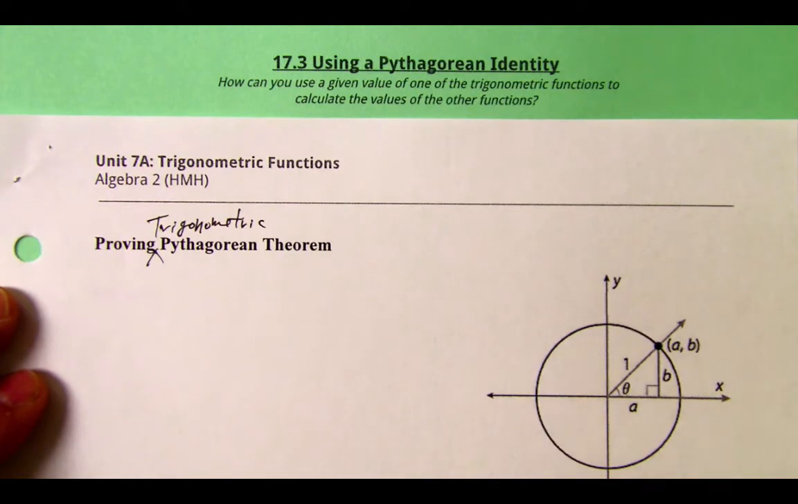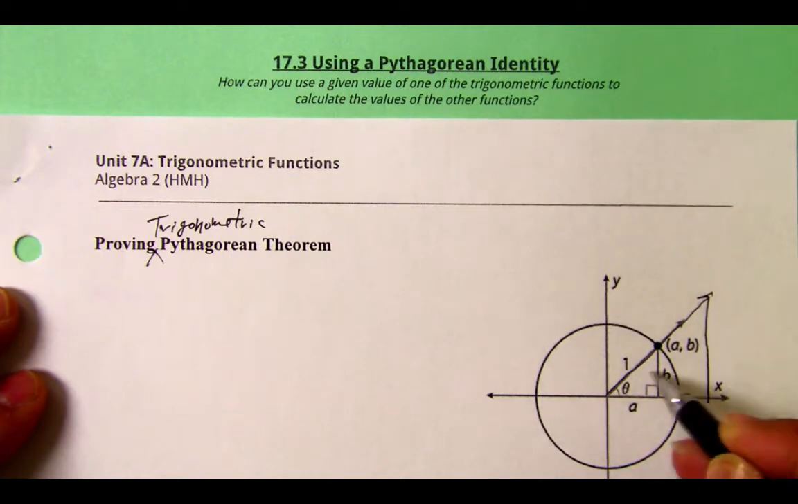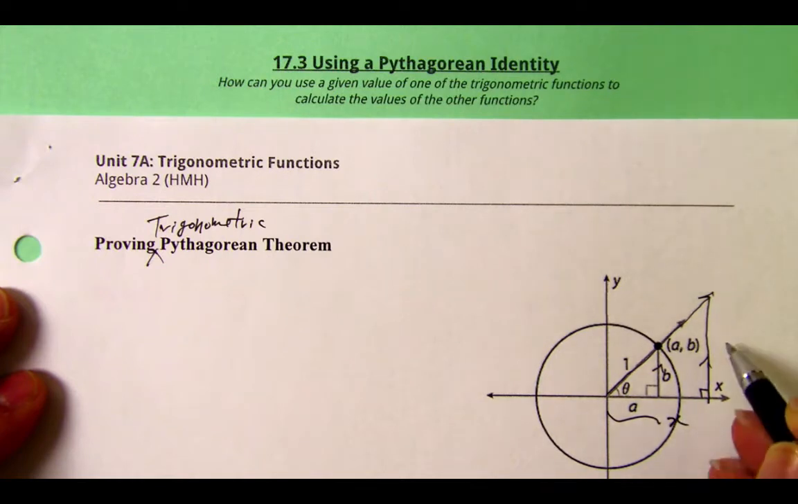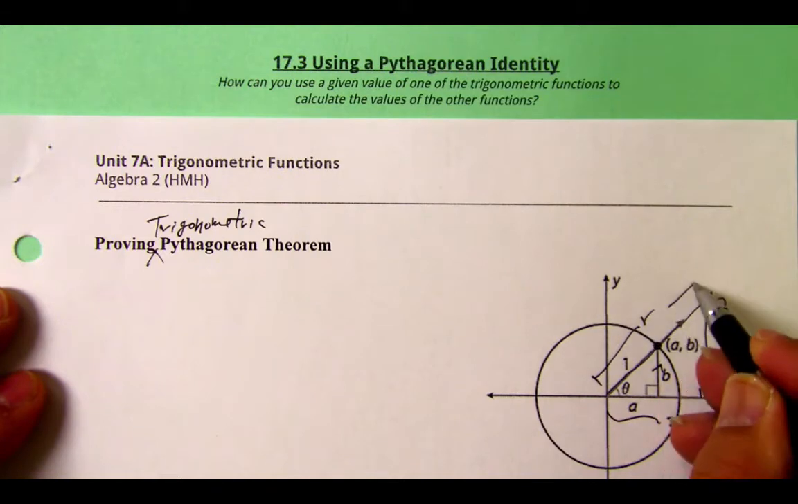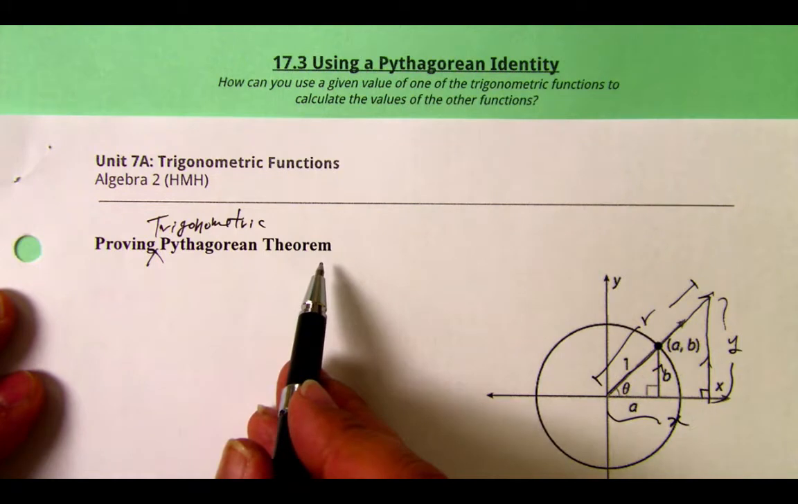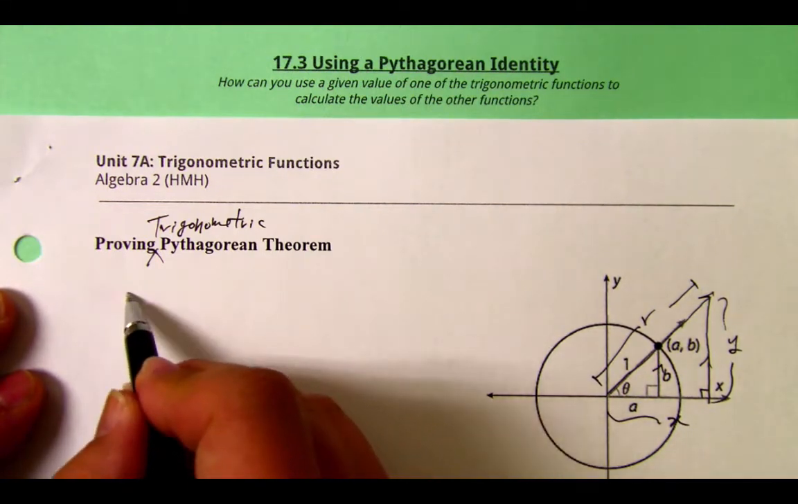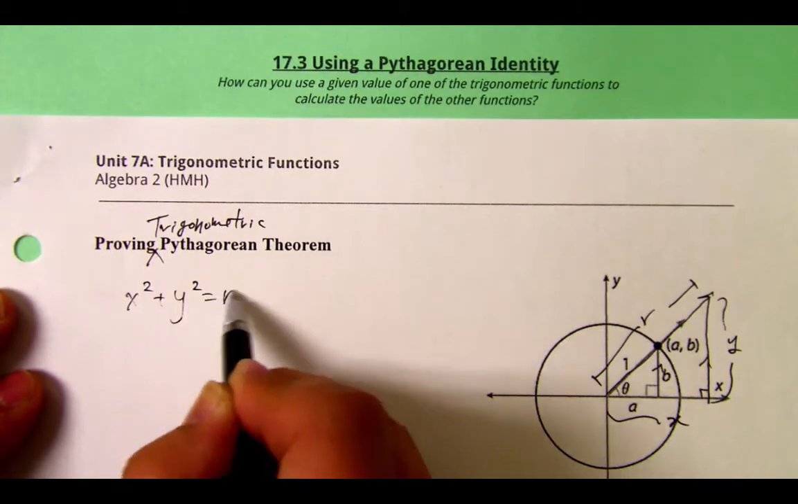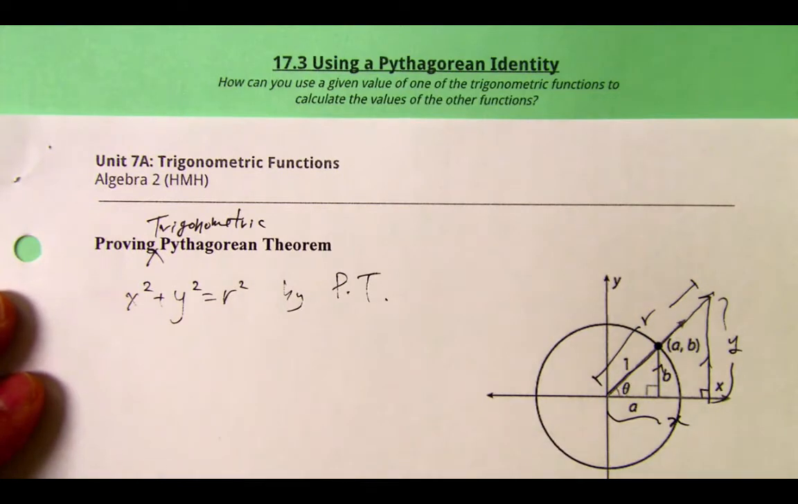This is a unit circle, but I want to use any generic right triangle. So I'm going to extend this a little bit and pull it down. These two are parallel. And let's call this some x value, and this some y value, and this is some radius r. The reason it's called the Pythagorean theorem is because when you have a right triangle, we know that x squared plus y squared is r squared by the Pythagorean theorem, PT, right?